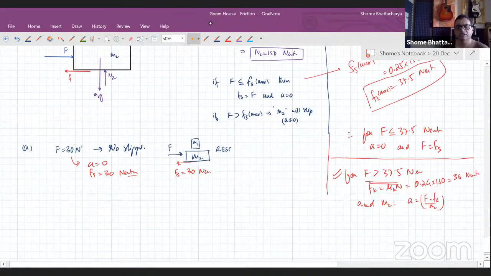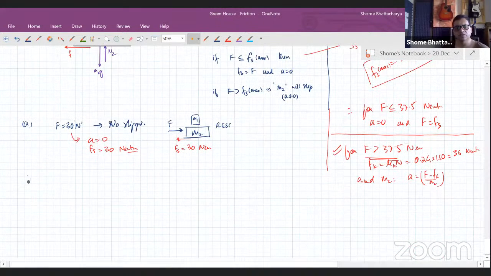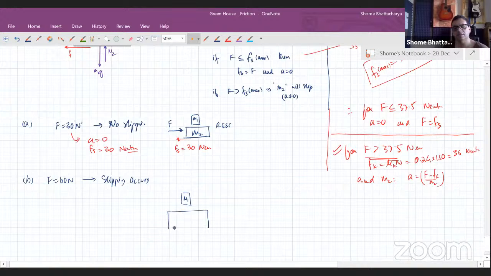Okay, now let's come to the second case. So in the second situation, what is happening is that we are applying a force of 60 newtons. So slipping occurs. But just because slipping occurs doesn't mean that the upper block will move. Initially, the upper block will remain where it is because there's no horizontal force acting on that block. Then, of course, it will fall off. So that's a different matter then.